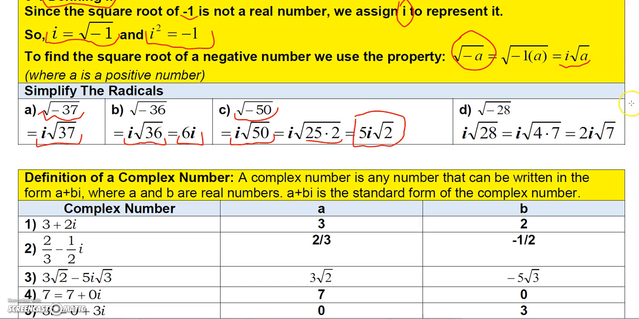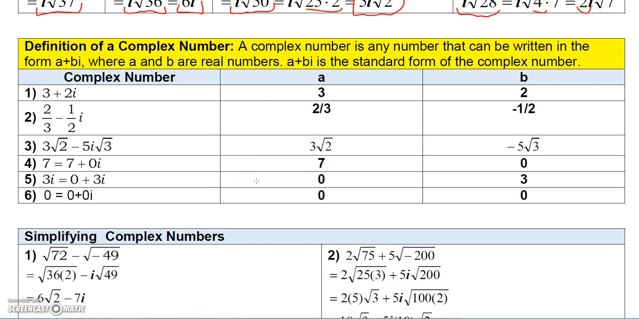And then here's another one similar to that. The square root of -28 is the same as i times the square root of 28. And then 28 is 4 times 7, so you can take the square root of 4 out of the radical, which is 2, and you have to leave the 7 in the radical, so that would be 2i times the square root of 7.